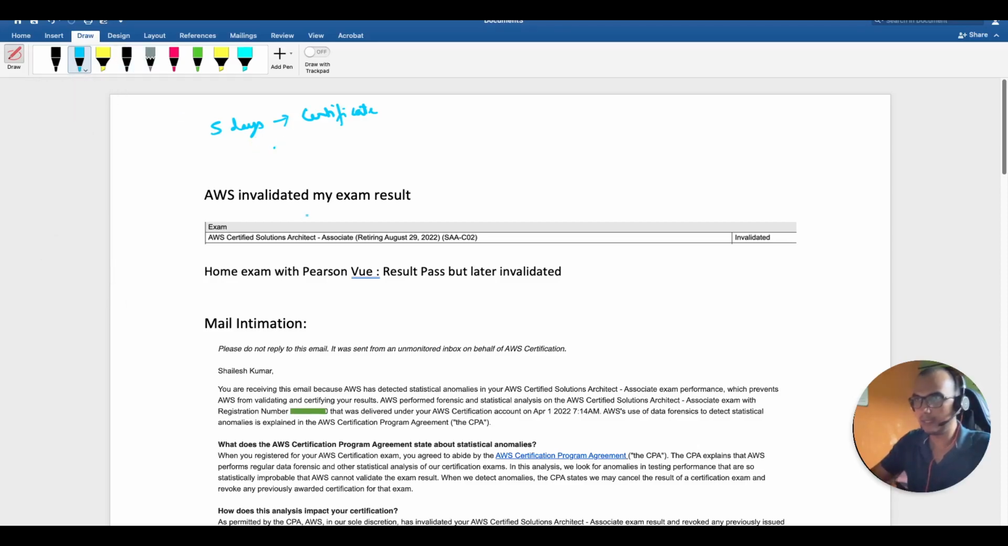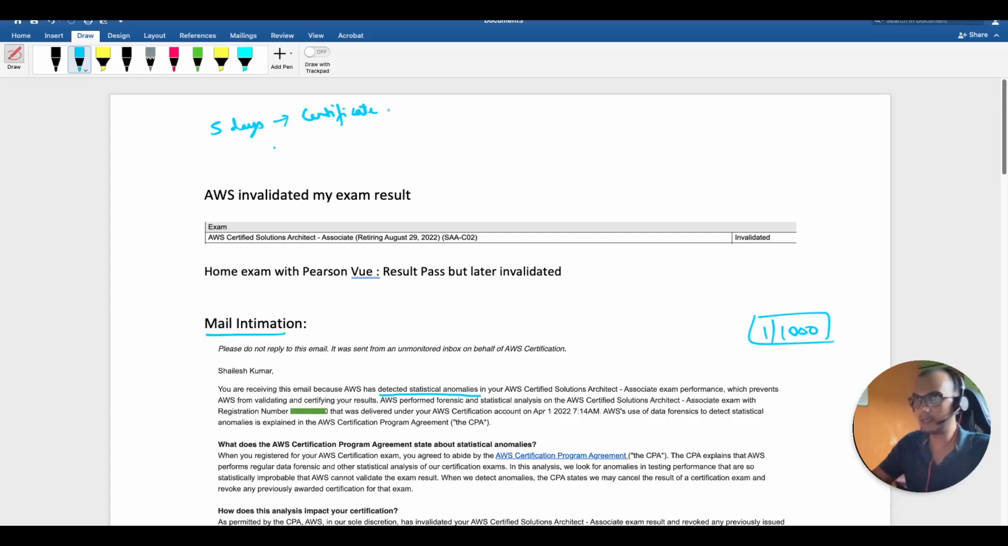I got a mail, this was the mail intimation, that they have detected statistical anomalies. I don't know what that means, so I did some research over it. I looked at their security page and I have seen over Reddit also. It happens once in 100 or 1,000. It has already happened with some of the guys before.